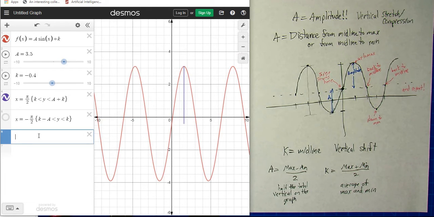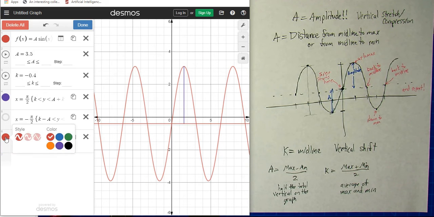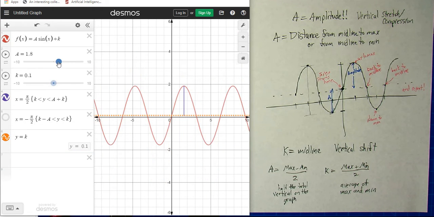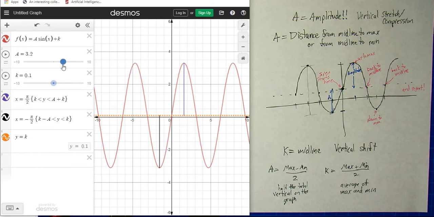You can also add in the midline if you want to. Right like that. If you want to, you can go to the settings, change this to a dotted line or a dashed line like that. You can change the color. How about black? No, orange. You can see the midline goes up and down with this toggle. The amplitude is the distance there. This is the distance from the midline to the minimum. You can see how that works.